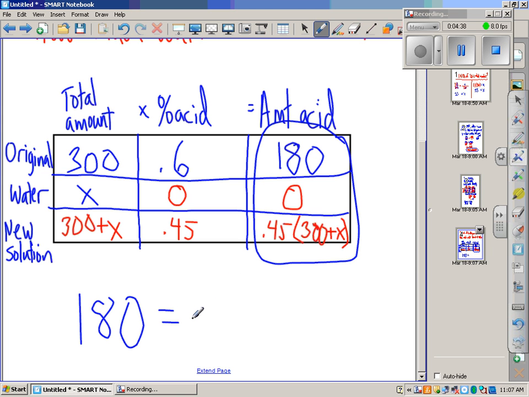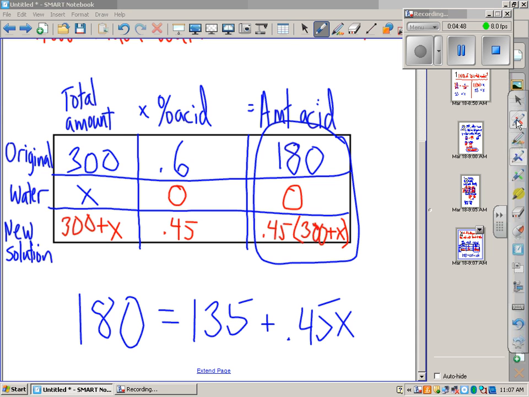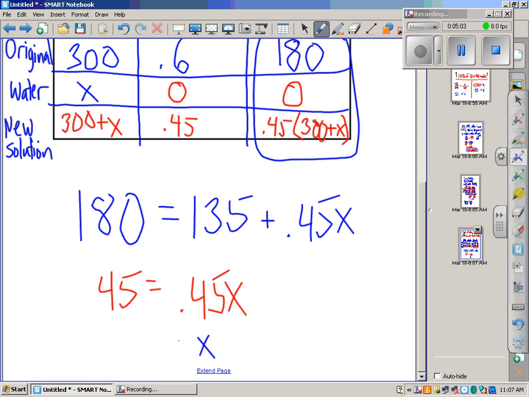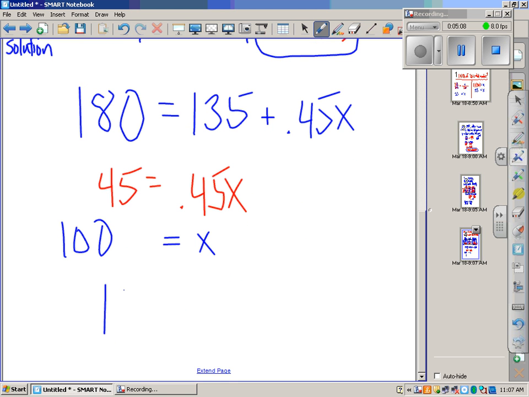equals 135 plus 0.45x. We're going to subtract the 135, and we get 45 equals 0.45x. Divide by 0.45, and you get x equals 100. You answer the question. What we found out was that there are 100 milliliters of water that need to be added.